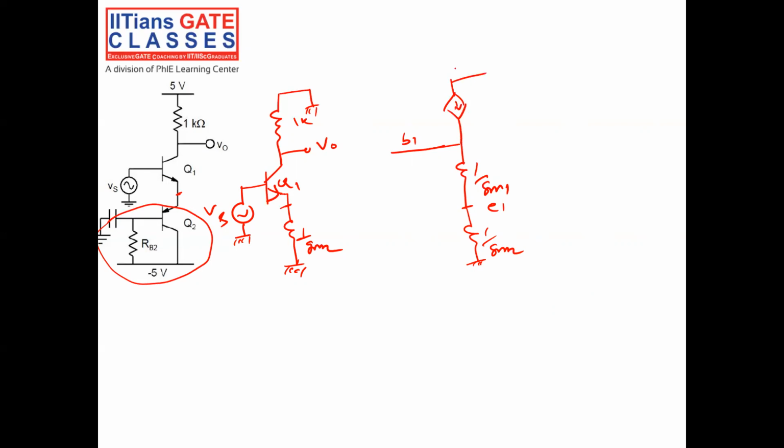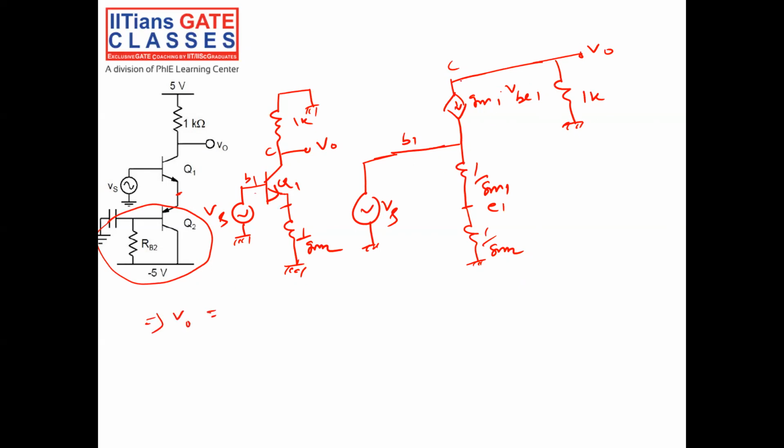At the collector to emitter, this is my collector. The current is equal to GM1 into VB1. From base to ground, I have the input source Vs. From collector to ground, I have a resistance of 1K, and this is my output V0. Correct? Now, what is my V0? V0 is equal to minus GM1 into VB1 into 1K, where 1K is the resistance of the collector.